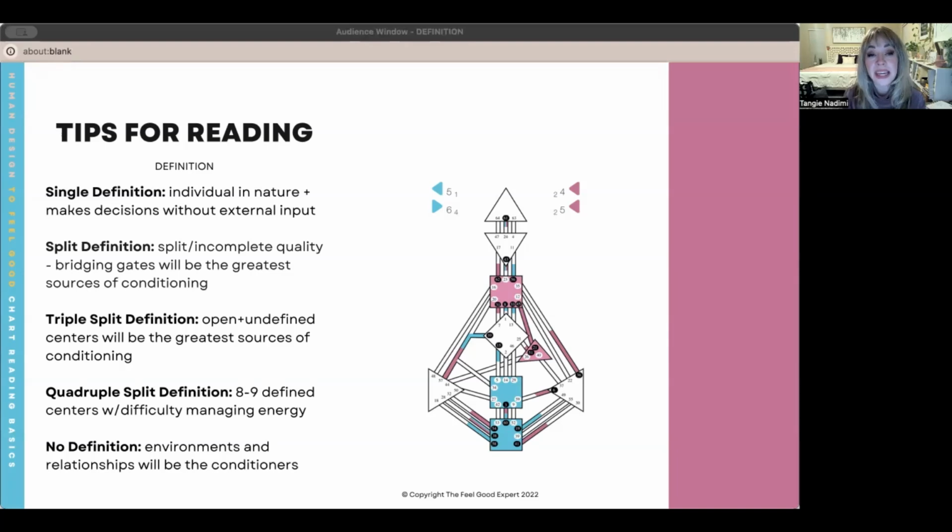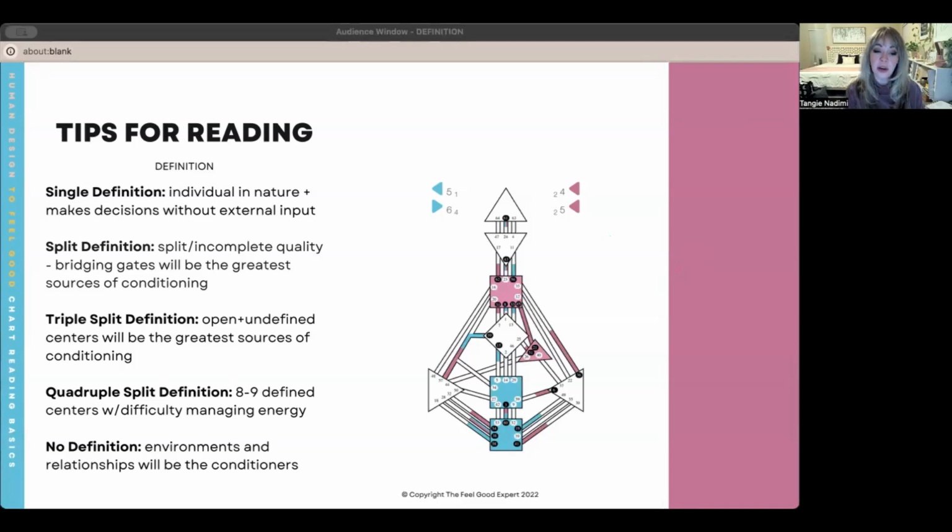Quadruple split, they will have 8 to 9 centers defined. And so this person will likely have difficulty managing their energy because they're creating so much energy. So their source of conditioning, usually their emotional authority, unless that is the one center that they have undefined, their conditioning will be around how much energy they create, how much space they take up, how much time it takes them to move energy.